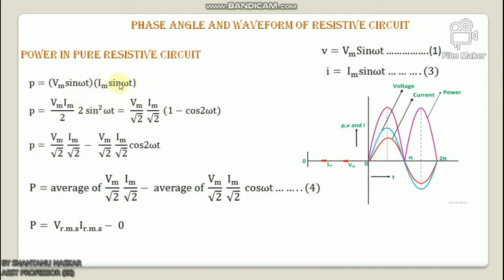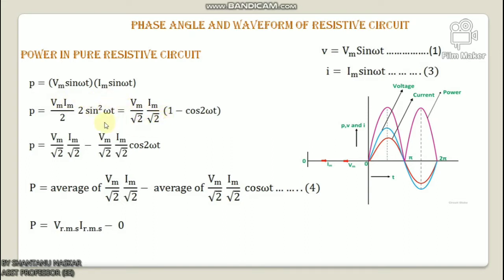We all know that instantaneous power is P equals VI. So we can write V equals Vm sin omega t, I equals Im sin omega t, P equals Vm sin omega t times Im sin omega t. And we can also write P equals Vm Im by 2 into 2 sin square omega t, equals Vm by root 2 times Im by root 2, and the value of 2 sin square omega t is 1 minus cos 2 omega t. And also we can write P equals Vm by root 2 Im by root 2 minus Vm by root 2 Im by root 2 cos 2 omega t.